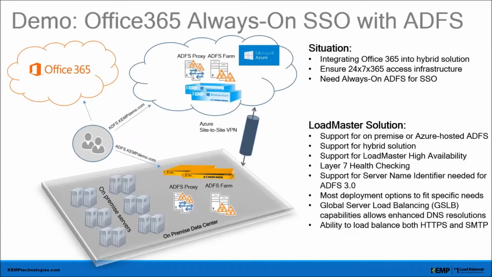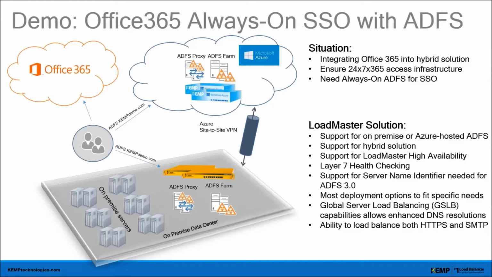So when a client attempts to access adfs.kempdemo.com for authentication, the LoadMaster will provide an IP address of an ADFS server which is available. Plus, additional configuration can be done which can allow the LoadMaster to provide an IP address for a service based not only on availability, but also on the user's proximity.